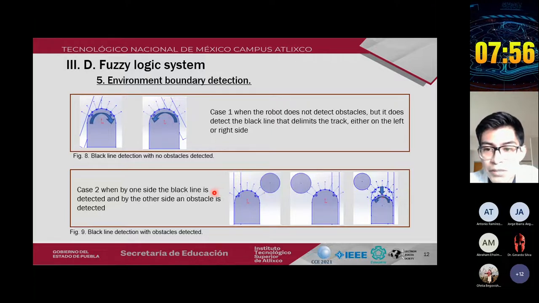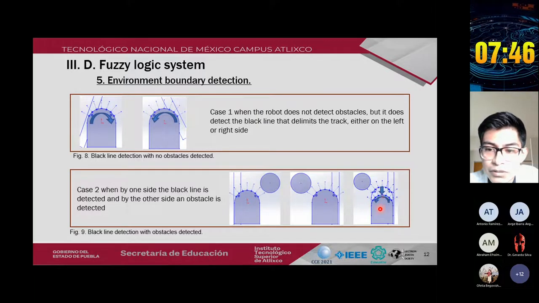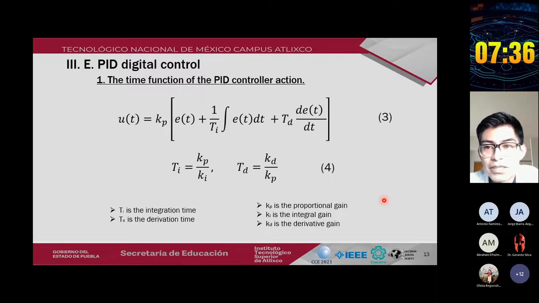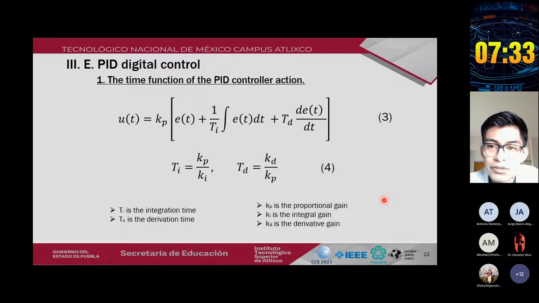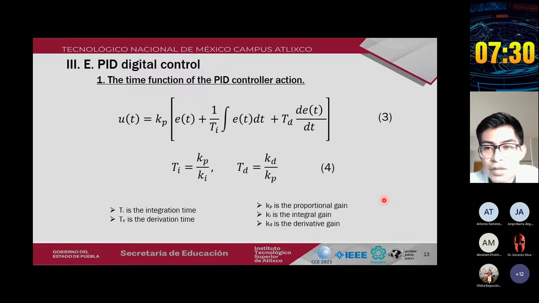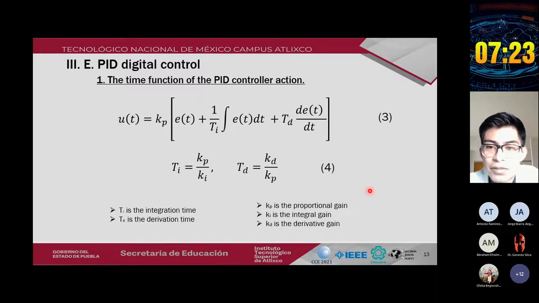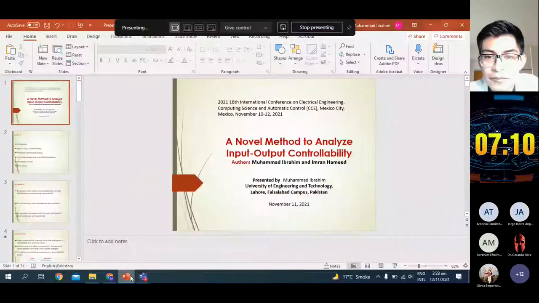Case two: when on one side the black line is detected and on the other side an obstacle is detected. In this case, the robot moves backward until it no longer detects an obstacle and then turns toward the inside of the track. To avoid obstacles, it is necessary for the robot to change direction without executing abrupt or oscillating movements, to avoid unnecessary collisions. For this reason, a PID controller was incorporated so that the motor's movement has less overshoot and error. The time function of the PID controller action is given by equation 3.